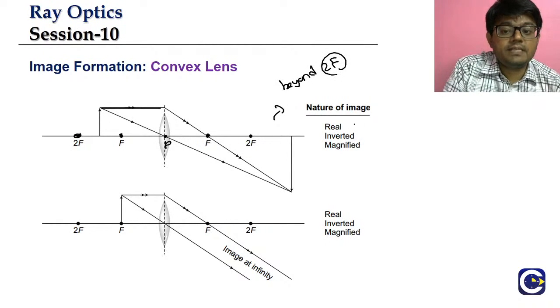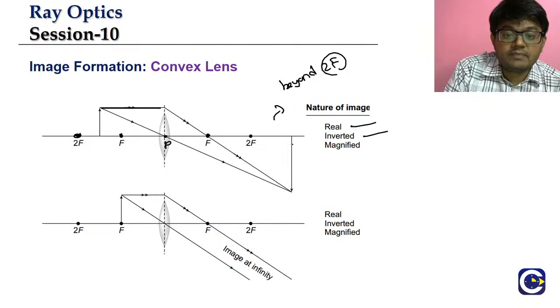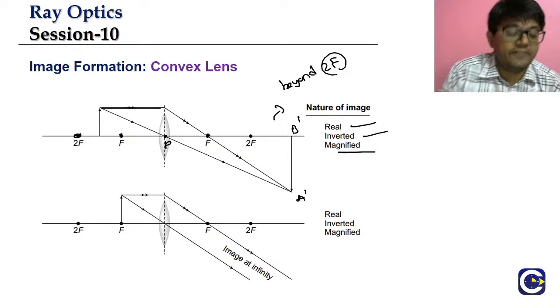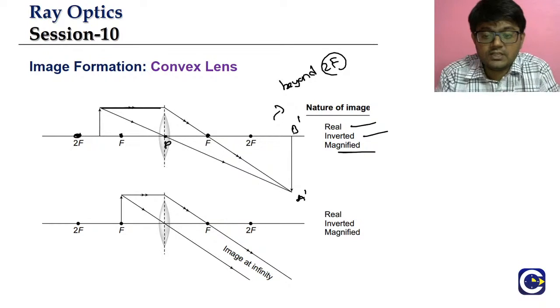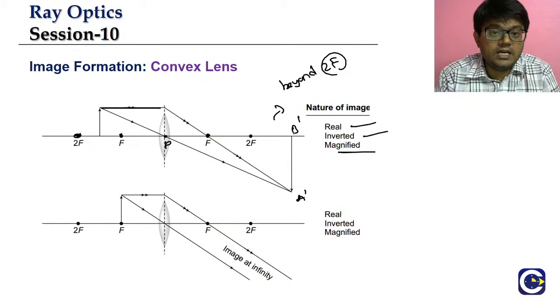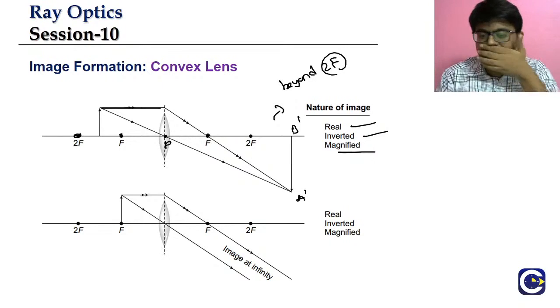So what is this image? It's a real image because it is forming because of convergence. It is inverted, and we'll see it is what? This is A dash, this is B dash. It is magnified. So when you have the object between 2F and F, the image is real, inverted and magnified.